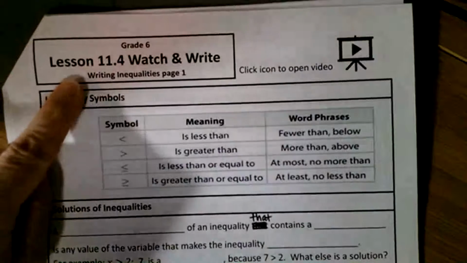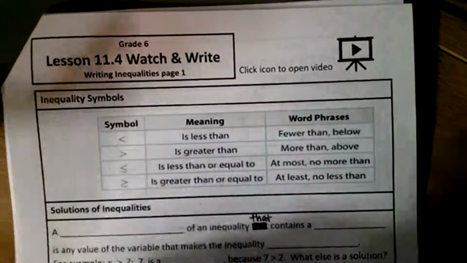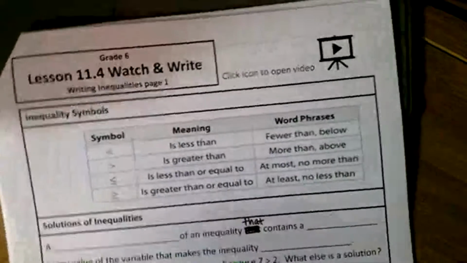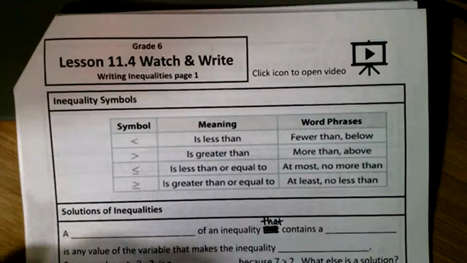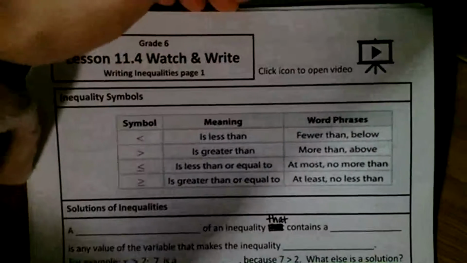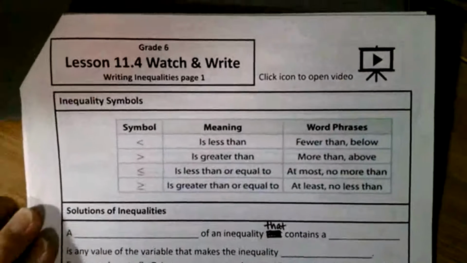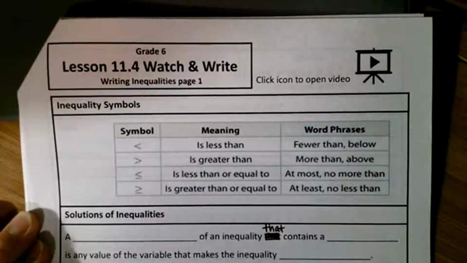Okay, this is lesson 11.4. It is called writing inequalities. In lessons 11.2 and 3, you learned how to solve equations. Now we're going to talk about something, instead of an equation, it's an inequality.